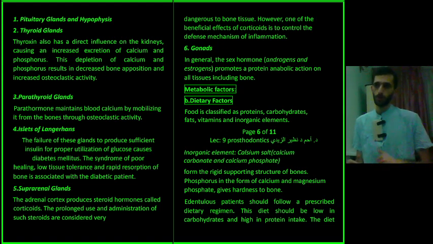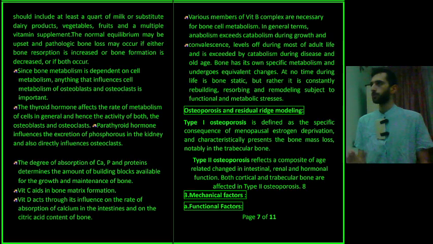Edentulous patients should follow a prescribed dietary regimen. This diet should be low in carbohydrates and high in protein intake. The diet should include at least a quart of milk or substitute dietary products, vegetables, fruits, and a multiple vitamin supplement.